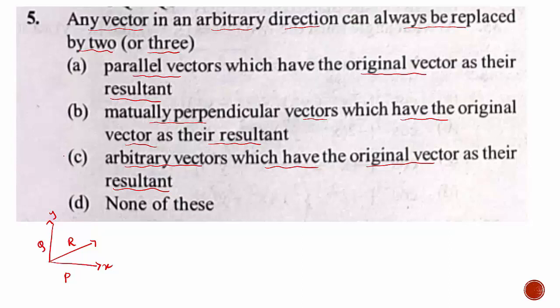See here, option C is correct, because any vector in an arbitrary direction can always be replaced by 2 or 3 arbitrary vectors, because these vectors together produce the same effect as is produced by the given vector. Option C is arbitrary vectors which have the original vector as their resultant. So option C is the right answer.